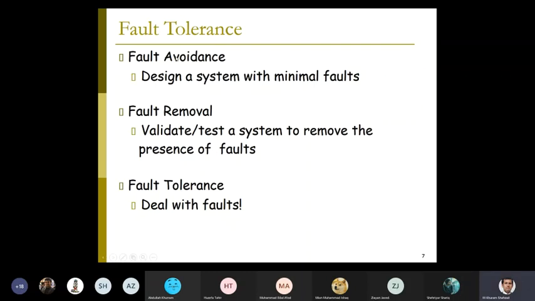So fault tolerance can be categorized as fault avoidance, fault removal, and fault tolerance. Okay, these are three types of mechanisms that can be used to enhance the fault tolerance of the distributed system. Fault avoidance is what? Design a system with minimal faults. Okay, so this is the first priority. But since faults are common in life, we also need to do fault removal. Validate and test the system to remove the presence of faults.